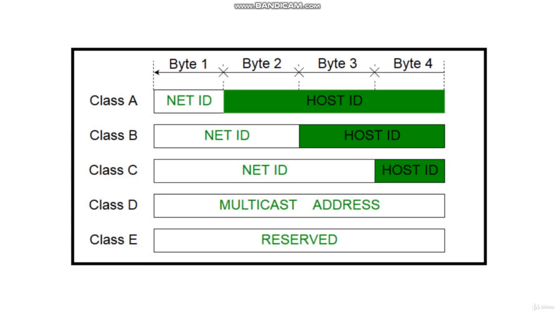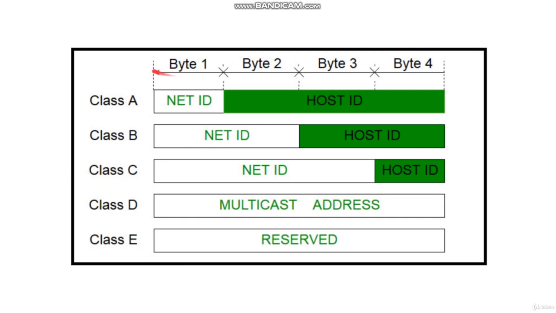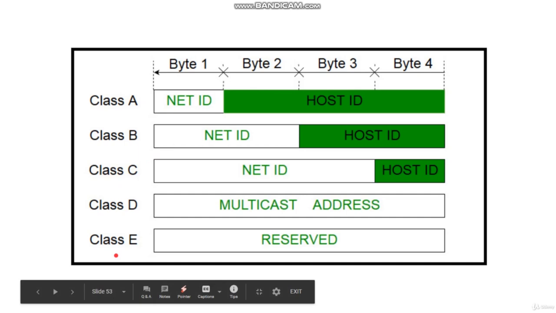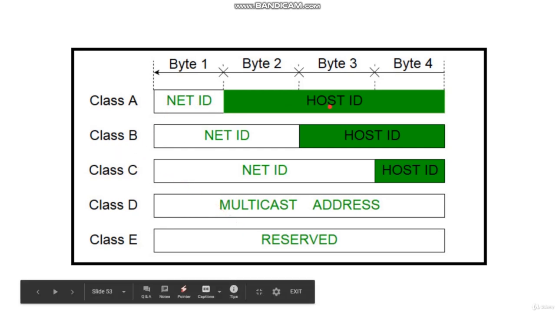So let us begin with the classful addressing. The 32-bit IP address is divided into 5 classes. These are class A, class B, class C, class D and class E. You can see there are 4 octets. One octet is 8 bits, that is 1 byte. Therefore, this is a 4-byte IP address or 32-bit IP address. Each of these classes has a valid range of IP addresses. Class D and Class E are reserved for multicast and experimental purposes. The order of bits in the first octet determines the class of IP address.